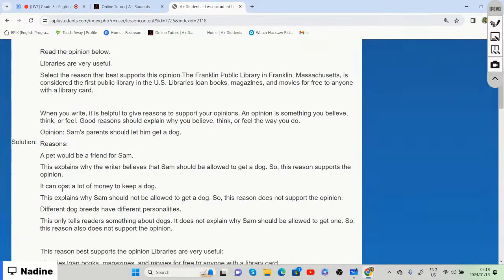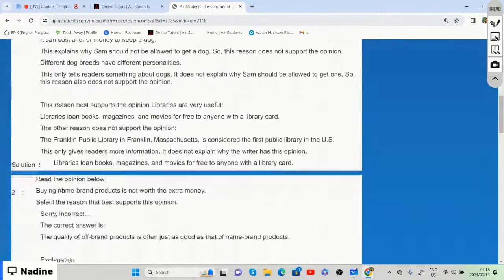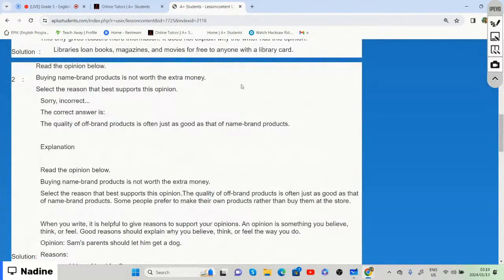All right, let's go down. Okay, here it says buying name brand products is not worth the extra money. Remember, this is not my opinion about name brands. I always say when it comes to name brands, if you can afford it, then by all means buy it. But buying name brand products is not worth it if you cannot afford it and we need to take out a loan. So we now have to select the reason that best supports this opinion.